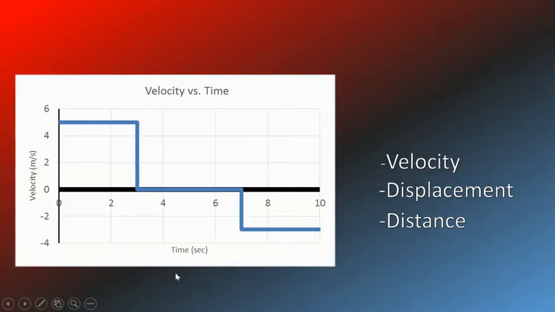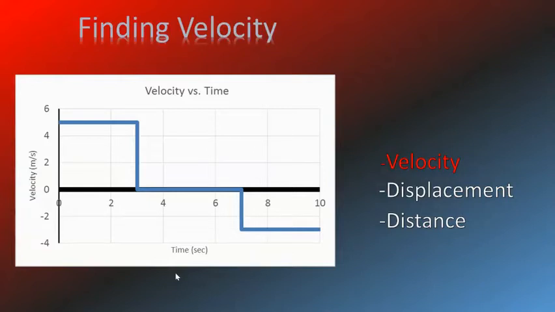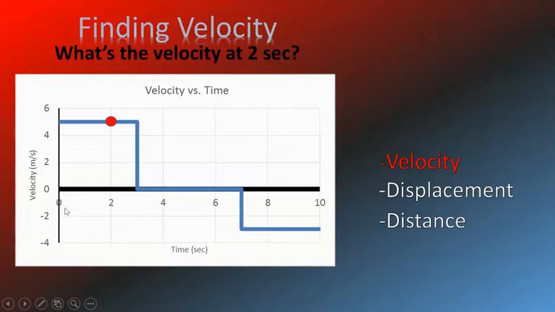So, three things that we can figure out by looking at a velocity versus time graph are velocity, obviously, displacement, and distance. So, we're going to talk about how to find all three of those. First of all, velocity is the easiest because this is a velocity versus time graph. So, the numbers on the vertical axis tell you what the velocity is.